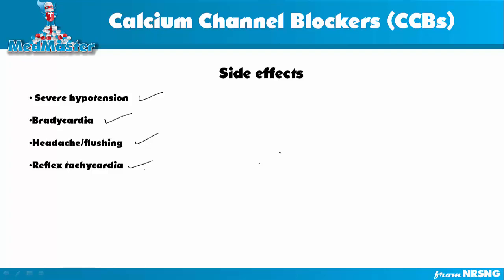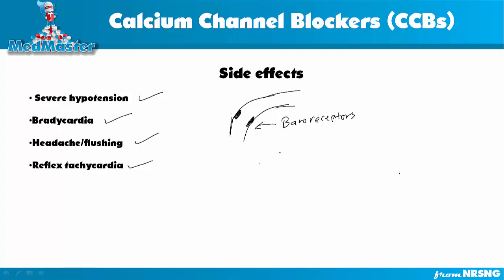Now, this is kind of confusing: why does it cause bradycardia and sometimes reflex tachycardia? Here's an explanation. Let's say this is our aortic arch, okay? And in the aortic arch, there are some special cells located right there. They're called baroreceptors.